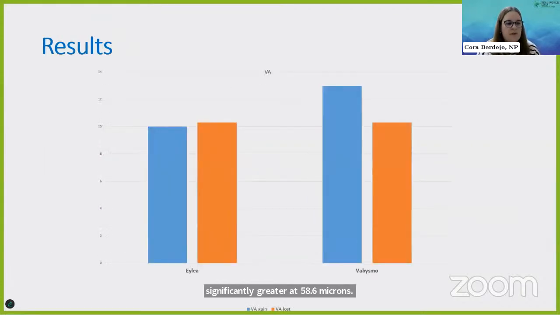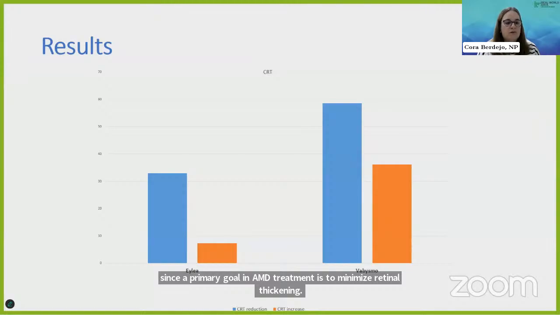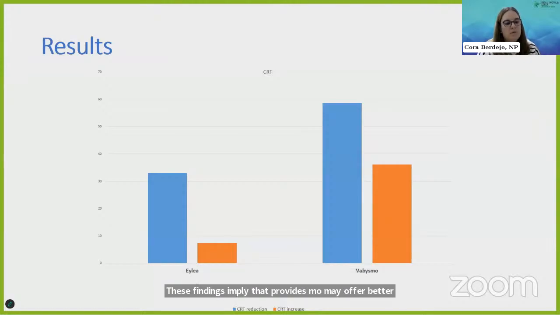These results offer a few key takeaways. While Eylea patients achieved slightly higher peak visual acuity gains, the average improvement was more consistent across the Vabysmo group. Furthermore, the greater reduction in CRT observed with Vabysmo suggests it might be more effective in reducing retinal swelling and overall retinal thickness. Since a primary goal in AMD treatment is to minimize retinal thickening, these findings imply that Vabysmo may offer better control over retinal pathology and could lead to improved visual outcomes overall.